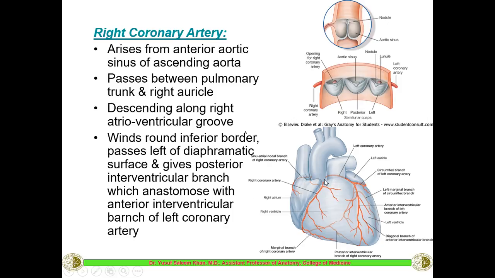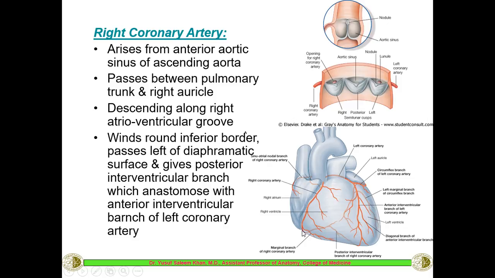The artery descends downwards along the right atrioventricular groove. As we have studied already, the groove between the right atrium and the ventricle is called the atrioventricular groove, and this artery will be running along this groove. This right coronary artery will be passing through this groove. So it descends along the right atrioventricular groove and winds around the inferior border.